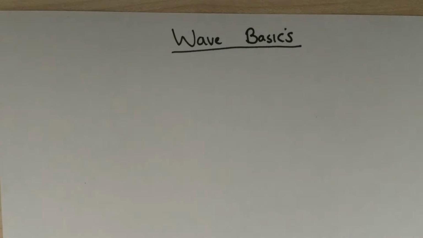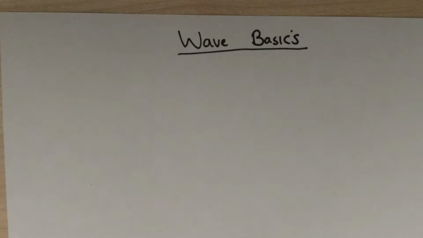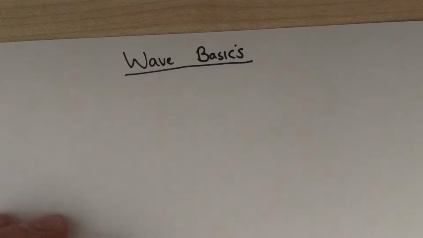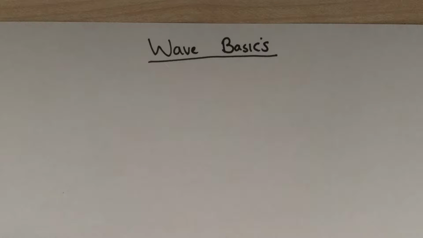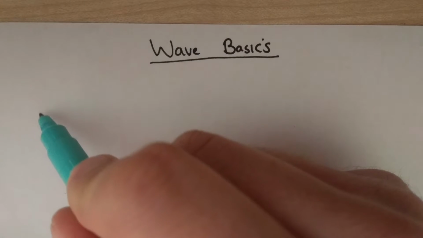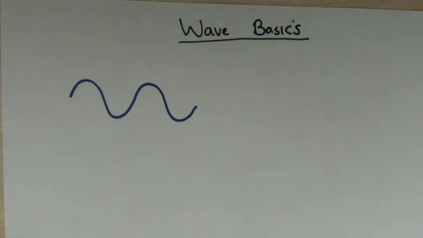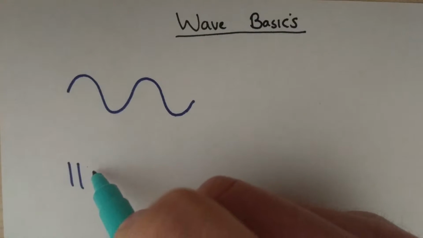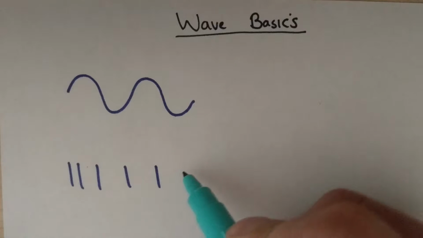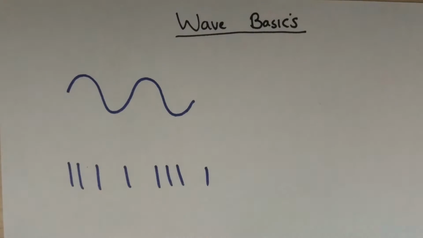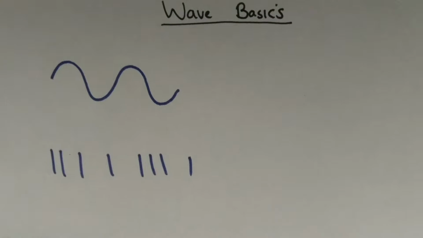Waves is a topic that you really need to be confident with your definitions to start with to succeed in. So this first video we're just going to go through the key concepts and make sure we're confident on all of them. So the first thing we're going to look at is the two fundamental types of wave. The first one, often you'll see sketched as a sine wave. The second one is often seen as lines of varying distances apart, like so.